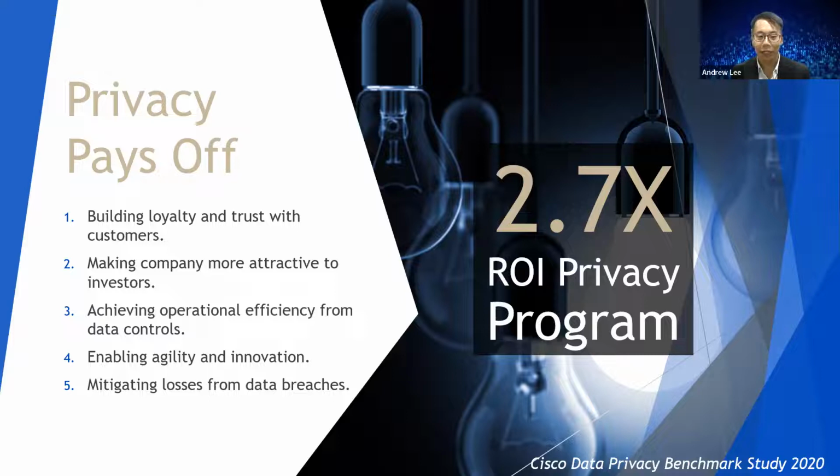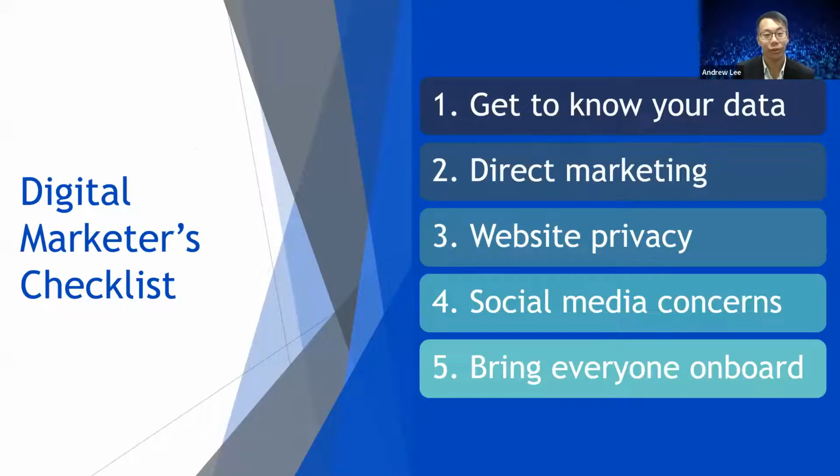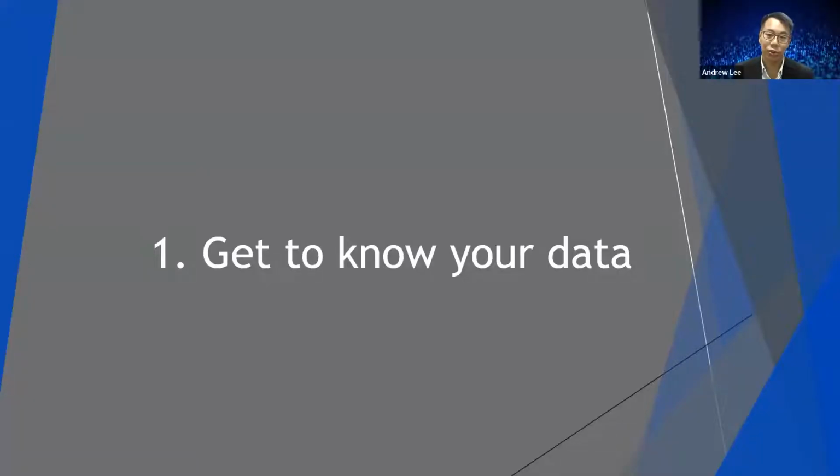And lastly, we can't forget about data breaches. So a strong privacy program will help you mitigate those losses and avoid you from ending up in headlines from an embarrassing data breach. So from a practical perspective, what can you do as a digital marketer? There are 5 main things that I will go through with you in a little bit more detail today, and I'll go through them one by one. So let's get started with getting to know your data.